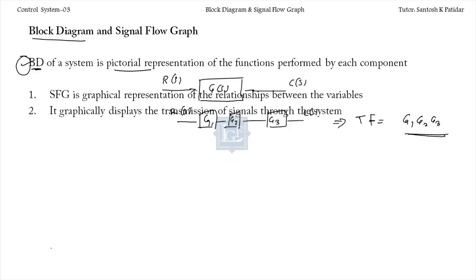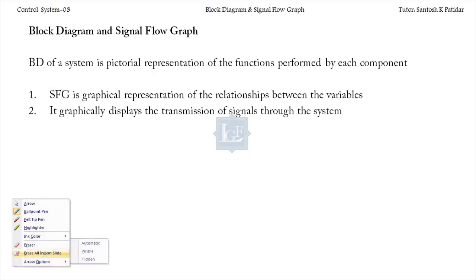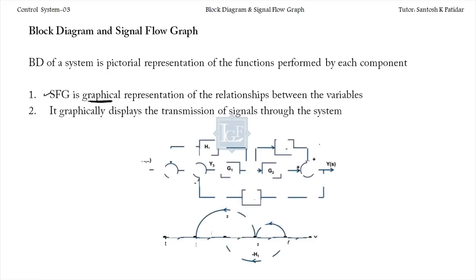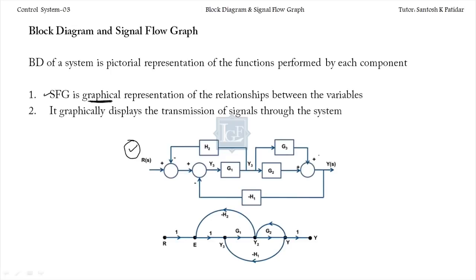But what will be there in the SFG? In the signal flow graph, it is the graphical representation of the relationships between the variables. I'll show you. It graphically displays the transmission of signal flow through the system. Let's take this example. See over here, for the same system, here we have the block diagram representation, and this is the signal flow representation, SFG.